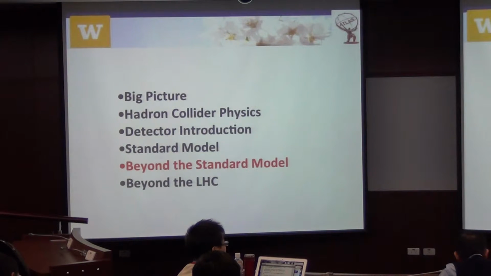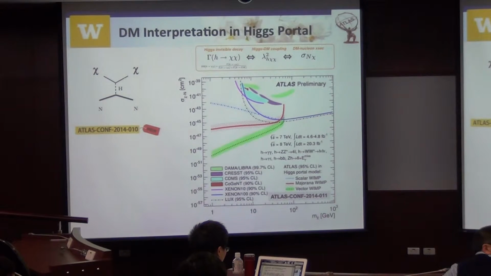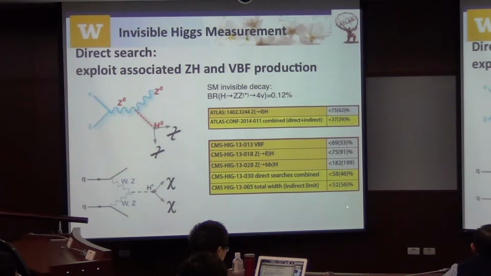35 minutes. Okay. Can I ask a question? Yes. You just showed the invisible decay of the Higgs to neutrinos is 0.12%. And the current upper limit is almost 50%, right? So how long do we have to wait to see this 0.12%?